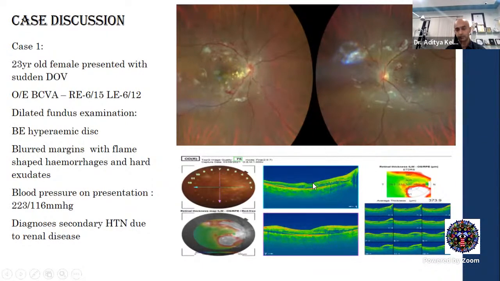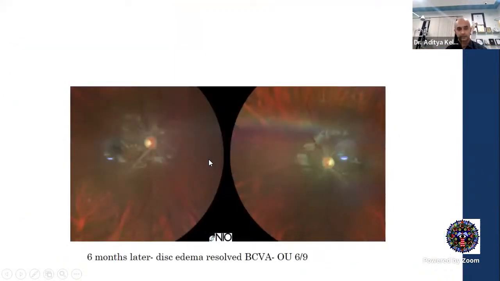You can see the Keith-Wagener classification grade here. As per the OCT, this patient has the presence of subretinal fluid. So obviously it goes in favor of the stage 3. And as it correlates with the visual acuity of the patient, again, you can see that the visual acuity of the patient is reduced. So after the treatment, this patient has all signs reversed. So this is very interesting.